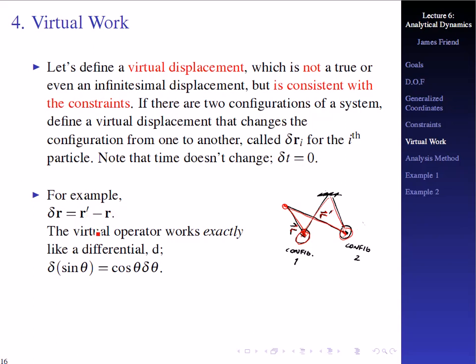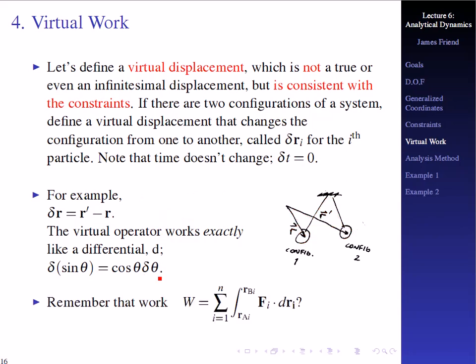Turns out that if you do a little bit of mathematics and what's called functional calculus, the virtual operator here works exactly like a differential d. So if we said d theta, then we know how we would look for, say, d sine theta, because that would be equal to cosine theta d theta, right? Well, in that case, it turns out that this virtual operator delta works exactly like a differential d. So delta sine theta is equal to cosine theta delta theta.